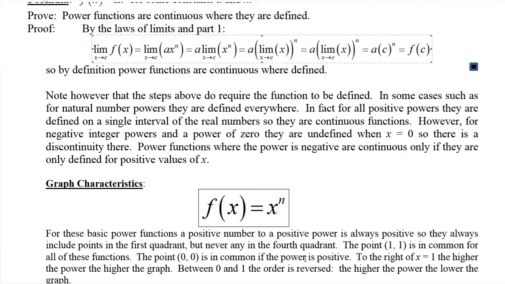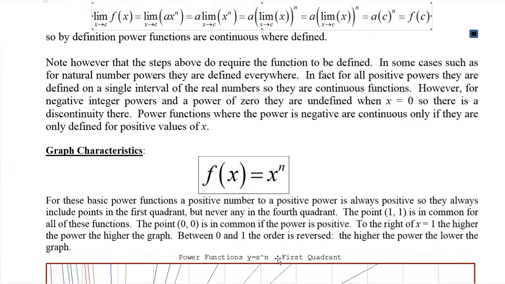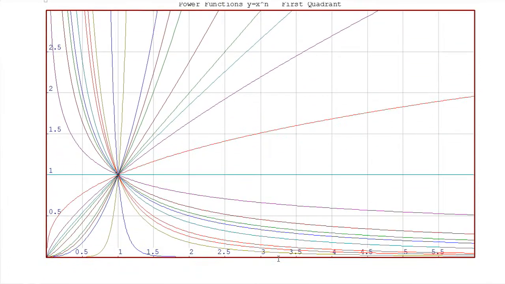But if we have a negative or 0 power, they're undefined for x equals 0. To the right of x equals 1, the higher the power is, the higher the graph is. Between 0 and 1, the order is reversed. So the higher powers have lower graphs. So here's several graphs in the first quadrant. They go through (1, 1). All these going through (0, 0) here have positive powers.